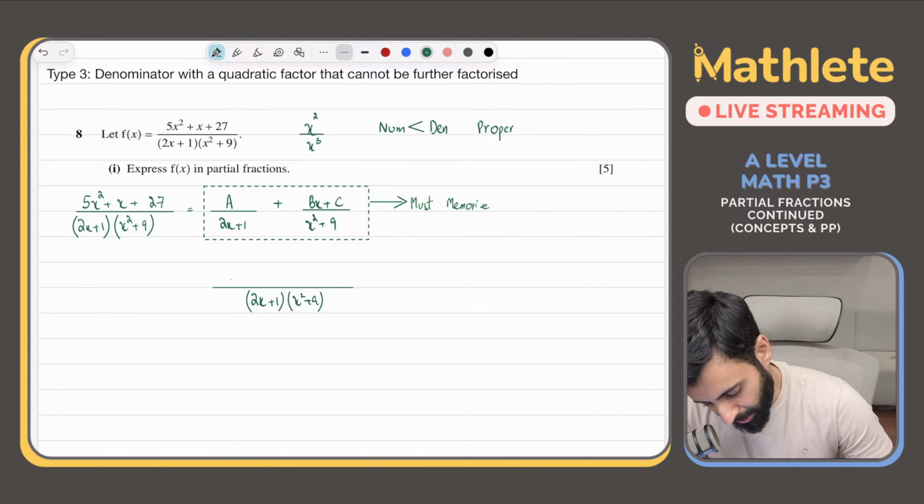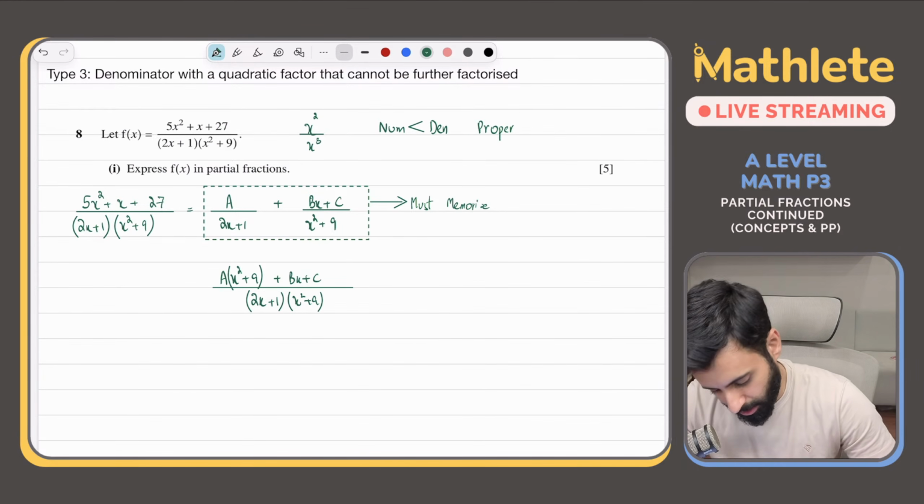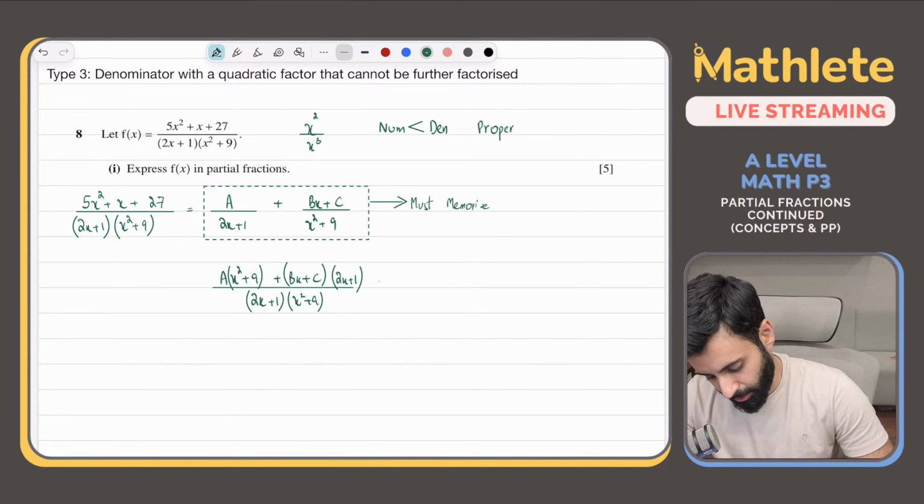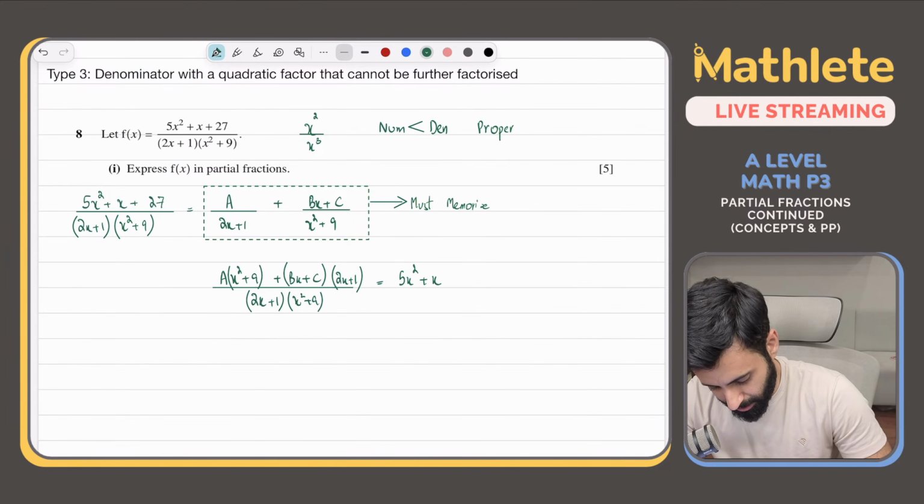A will be multiplied by x squared plus 9. So A gets multiplied by x squared plus 9. And Bx plus C gets multiplied by 2x plus 1. Okay, Bx plus C gets multiplied by 2x plus 1. And what are we comparing this with? We are comparing this with 5x squared plus x plus 27 over the exact same denominator.